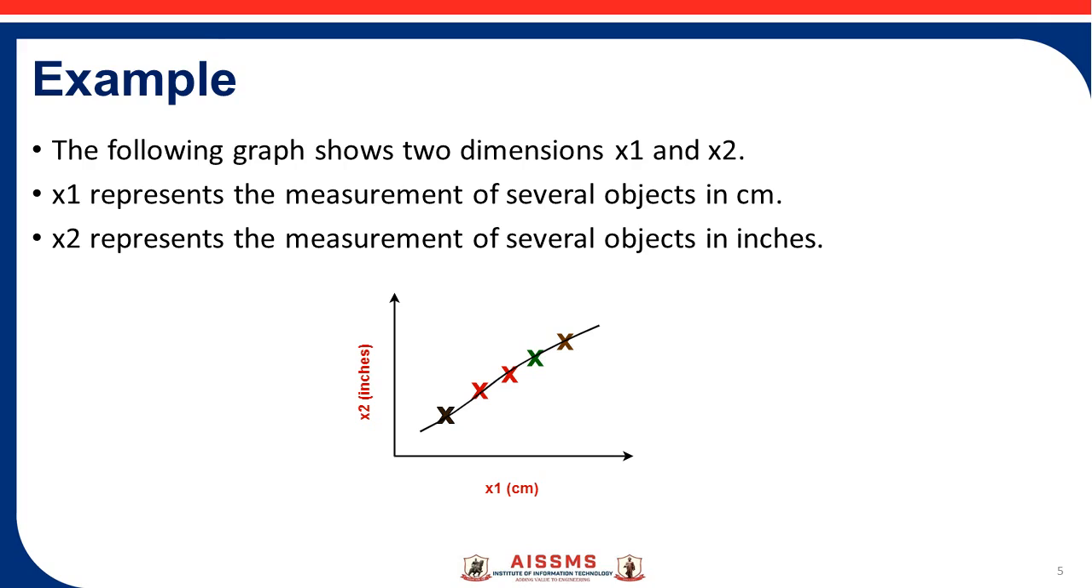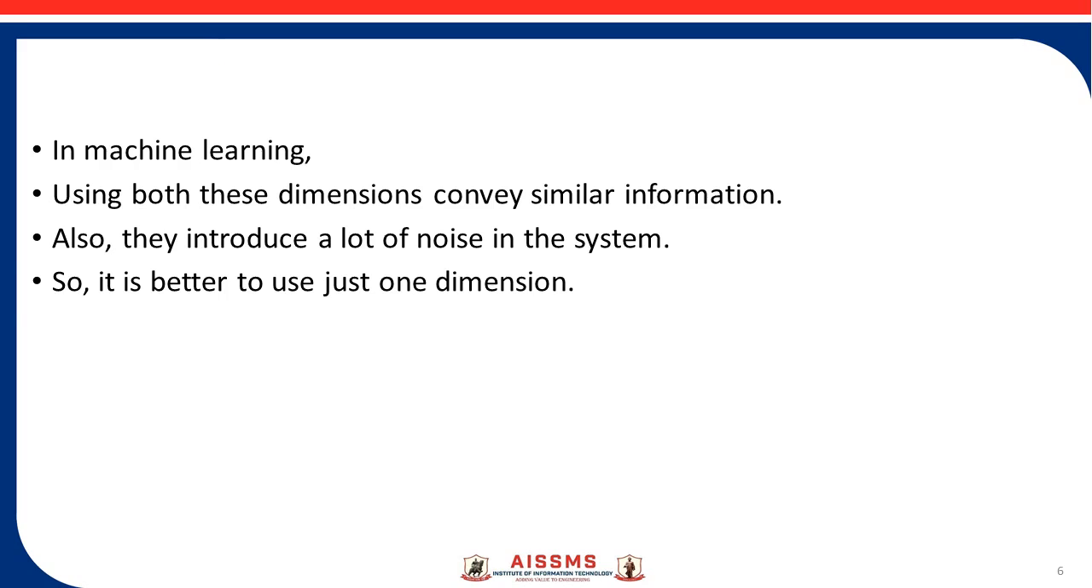Just observe the diagram, the graph shown in the figure. This graph contains two dimensions, x1 and x2, on the x-axis and y-axis respectively. x1 represents the measurement of several objects in centimeters, and x2 represents the measurement of several objects in inches. These centimeters and inches are two different types of measurement. In machine learning, using both these dimensions conveys similar information. If we are using two or more such dimensions, then it introduces a lot of noise in the system.